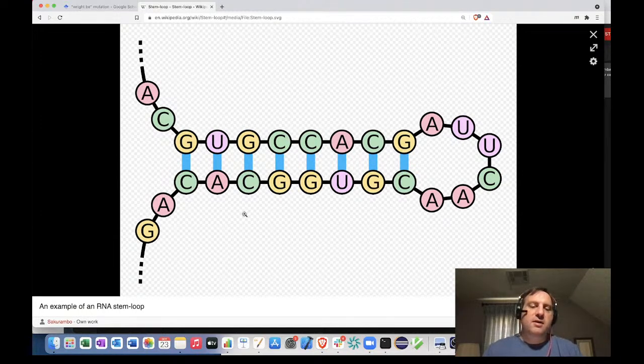Okay, and in the middle of this loop, you can tell this is RNA because it's got uracil instead of thymine. But the interesting thing is that this part right here that's bound to itself is very stable. This part where you have unpaired bases, since these are not paired, they're a lot more mutable. And that's true of both RNA and DNA.